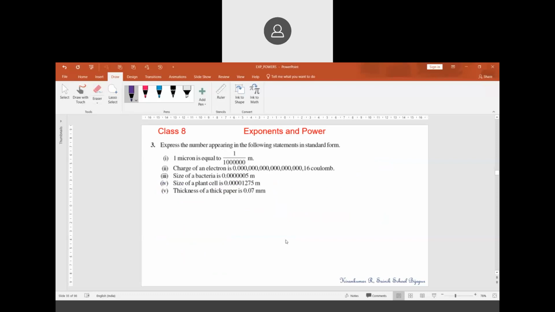Now the third question: express the number appearing in the following statements in standard form. In one of the classes I was telling you, some units are named with a particular name, like micron. Micron is having a negative power. I had mentioned that it is 10 to the power of minus 6, isn't it? Yes, sir. Here, if you count, there are 6 zeros. So 10 to the power of minus 6.